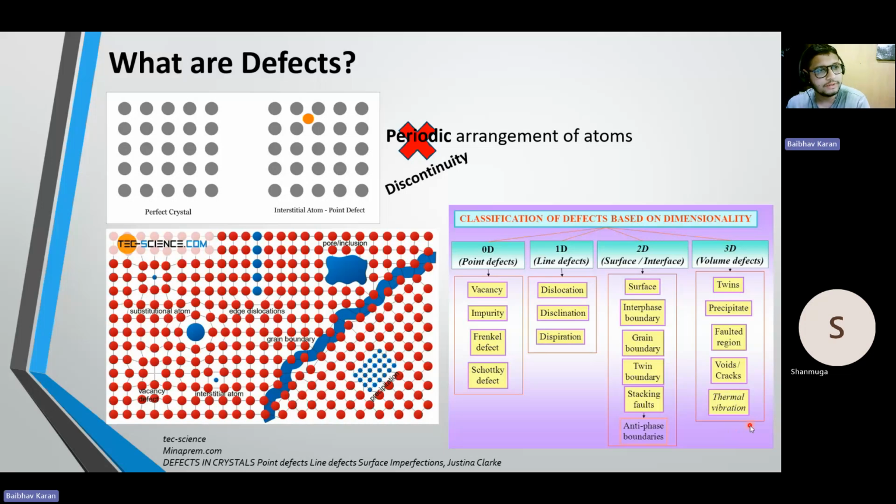So finally we got to know what is crystalline structure, what is crystallinity, and if you are introducing defects, what are defects, and how defects will affect the properties of the material. We got to know about this. So today we will be mostly focusing on zero dimension, that is point defects, vacancy, impurity in case of normal solids, and Frenkel and Schottky in case of ionic solids.